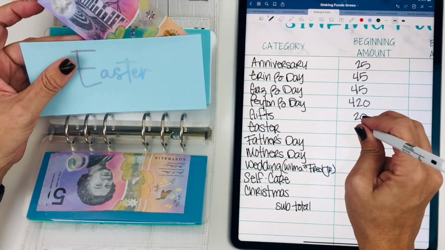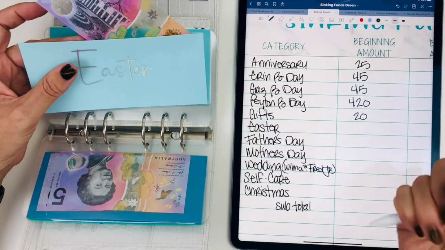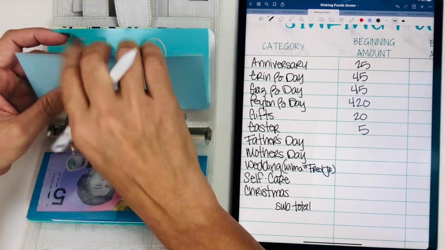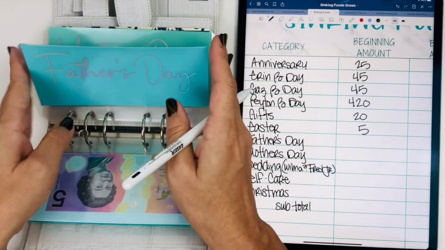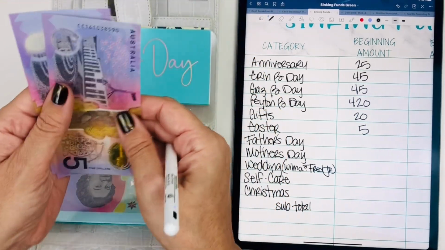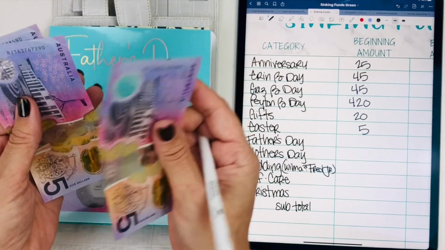Easter has a lonely $5. That's enough for a chocolate bunny. I might need to get a bit more. Father's Day, we're saving up for Father's Day 2023, and that has $5, $10, $15.